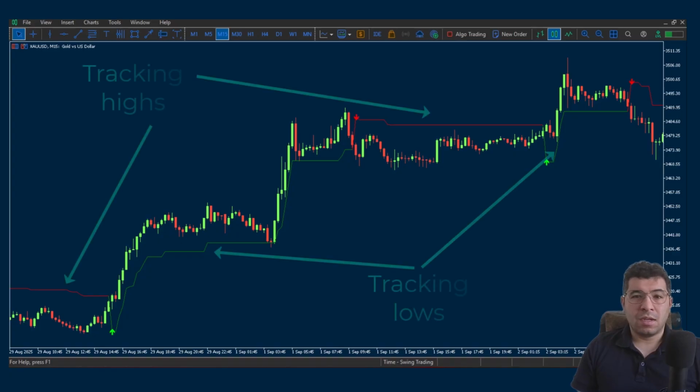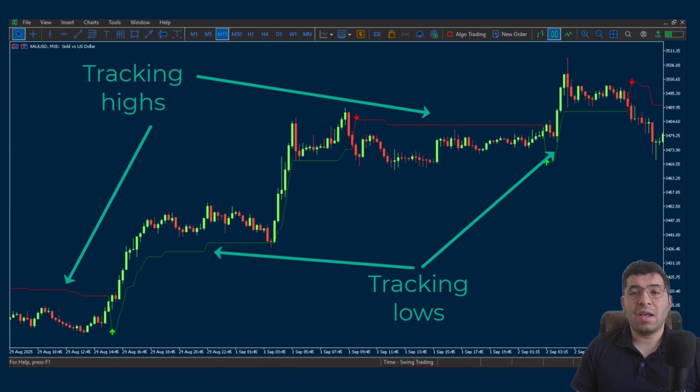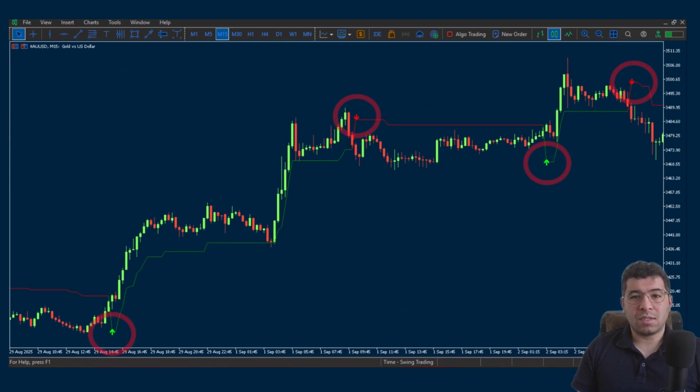NRTR tracks the highest or lowest price in the current leg and trails it by the percentage you set. When the price crosses the trailing level, the trend reverses. The line flips sides and you get a buy or sell label.